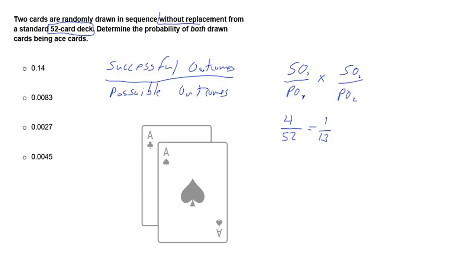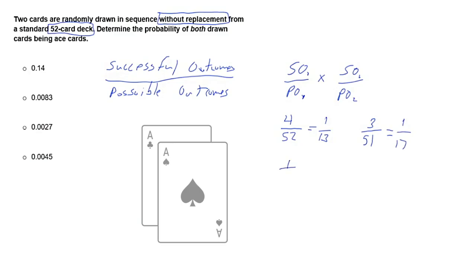Now in the second part of the problem, things have changed because we're not replacing. Here in the problem, we'll recall it says without replacement. So that means some of the numbers have changed. So if we assume that in the first draw we got our ace successfully, then that means there are only 3 aces left. So now our successful outcomes is 3. And there's only 51 cards left in the deck because that first ace has already been removed. So that reduces down to 1/17.